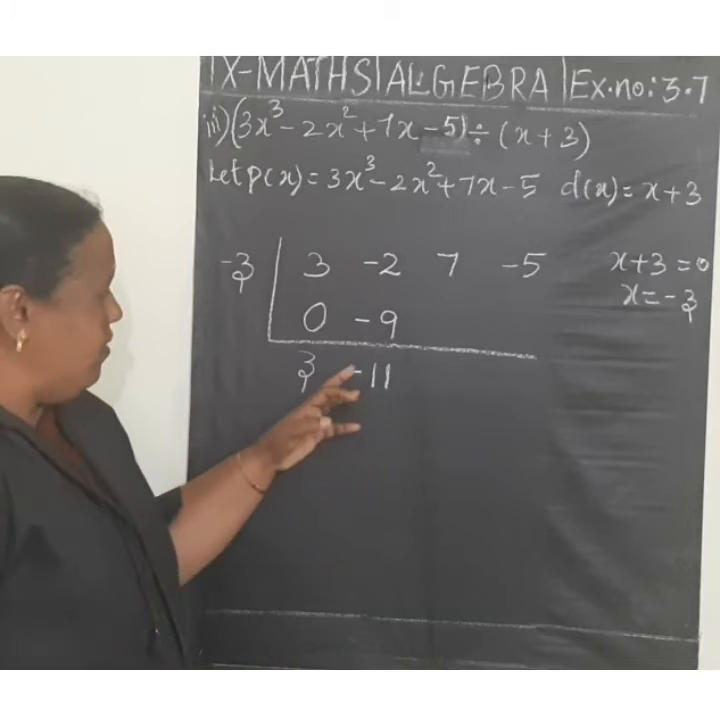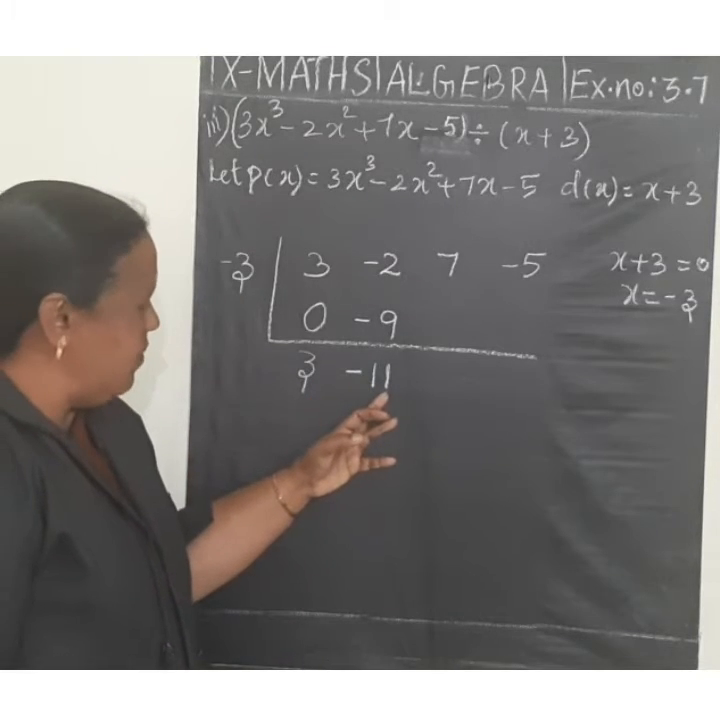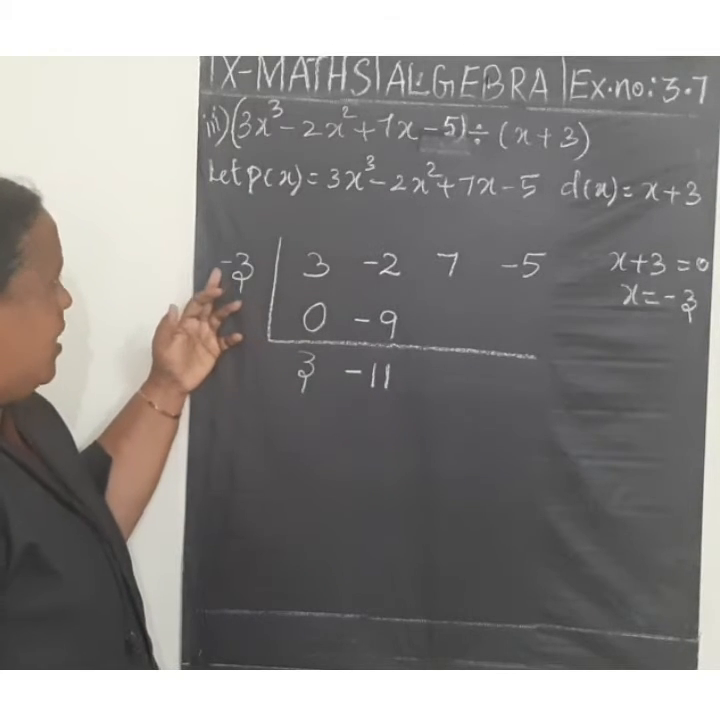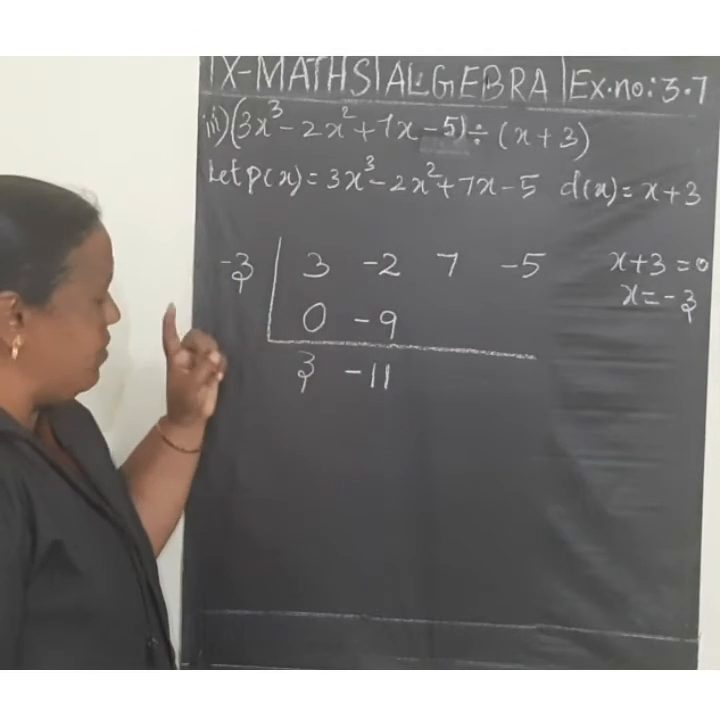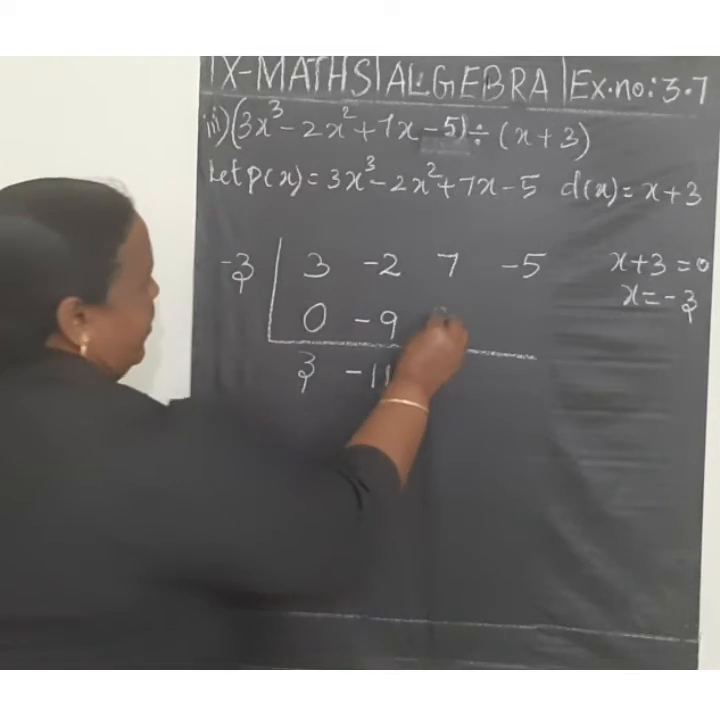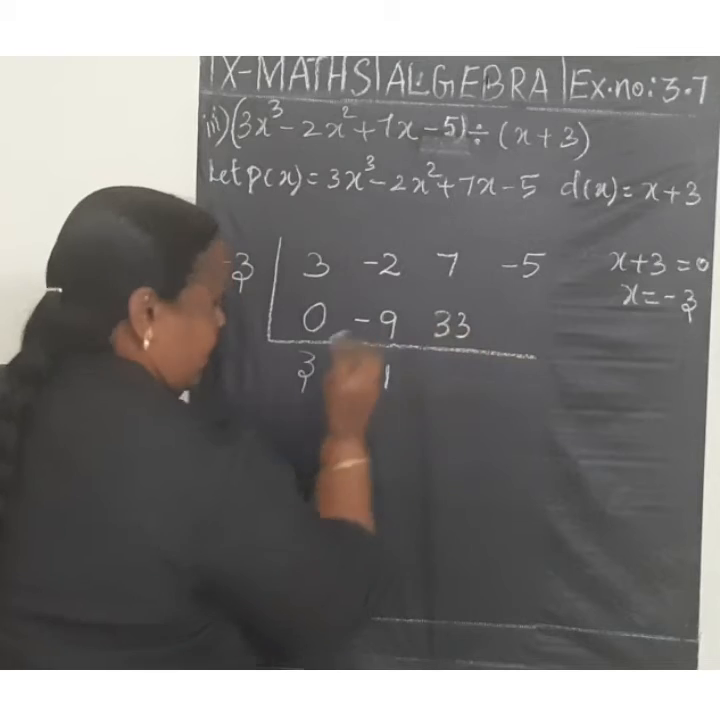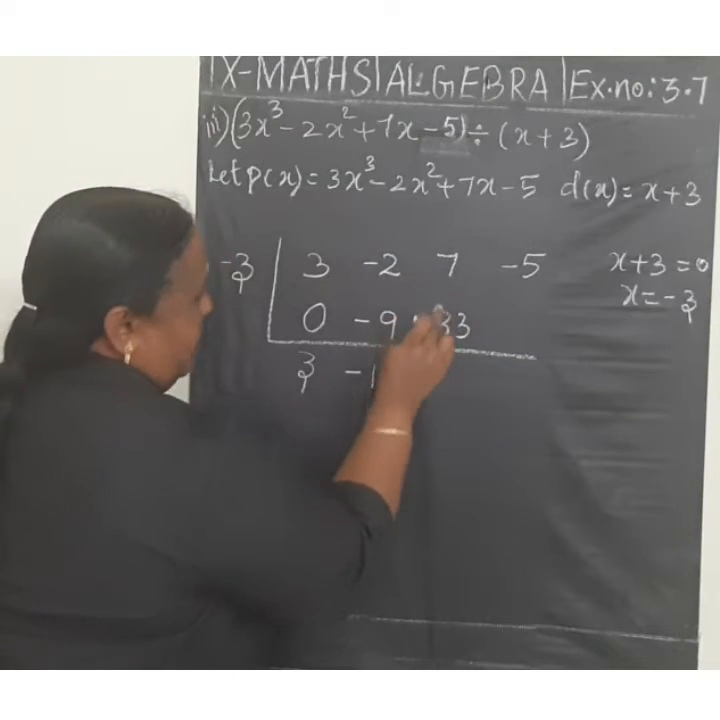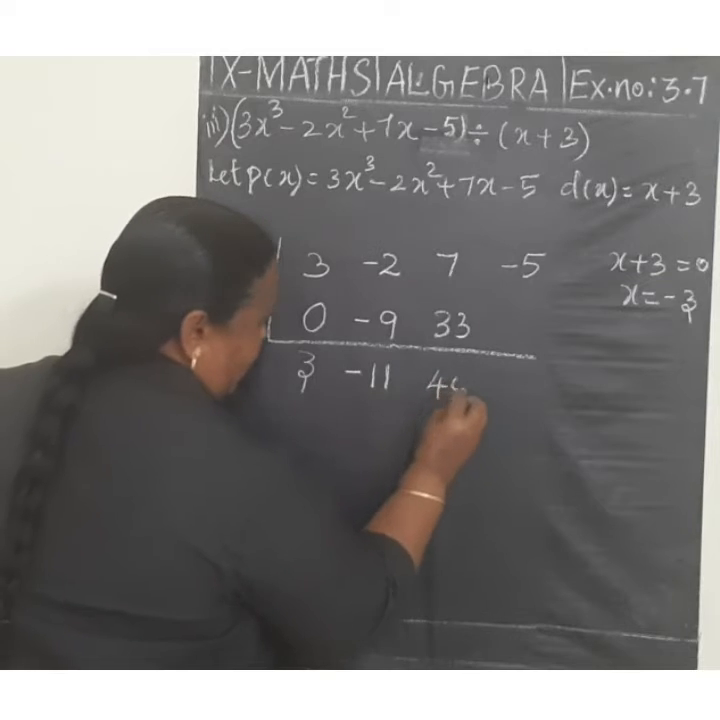Next we multiply this minus 11 into minus 3. Minus into minus becomes plus. Then 11 into 3 is 33. So plus 33, we write it in the third column. Then we add 7 and 33. 7 plus 33 is 40.